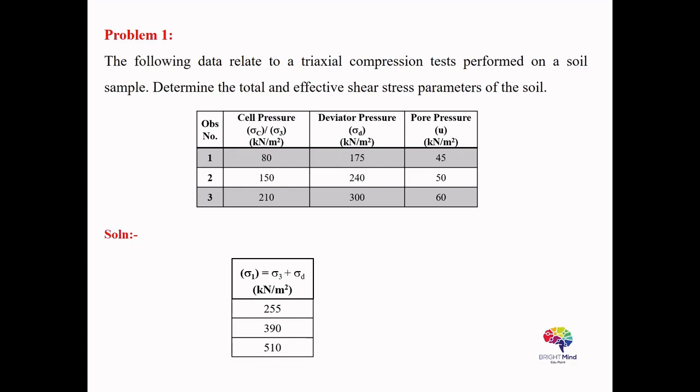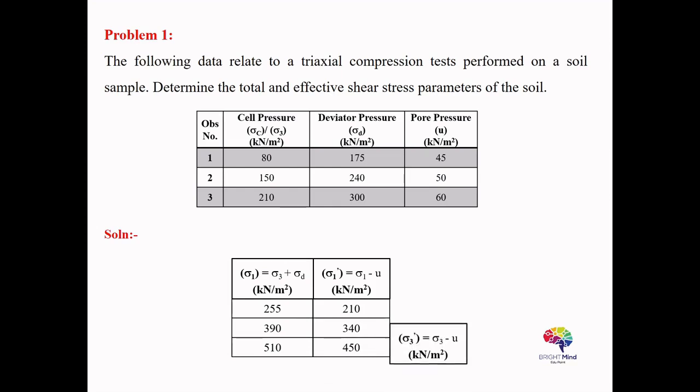Then we'll find out the effective major principal stress value, that is sigma 1 dash. That can be obtained by deducting the pore pressure from the value of sigma 1. The sigma 1 value for the first trial, as seen, was calculated as 255. If we deduct the pore pressure, that is 45, from that value, we'll get the value of sigma 1 dash as 210. We'll then find out the values for the remaining trials, that comes out as 340 and 450 kilonewton per meter square respectively.